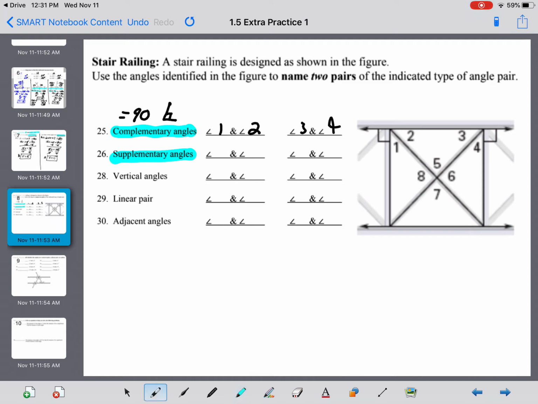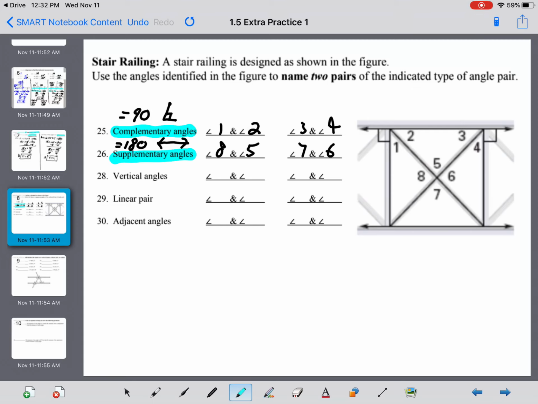Supplementary, remember, those equal 180, and they create straight lines. So I see a straight line right here going across. Now, you don't have to choose these answers, but that straight line could either be generated by angles 8 and 5 or 7 and 6, so I'm going to use those. You could also say, well, wait a second, we have a straight line going in the other direction, and those pairs are 8 and 7 and 5 and 6. Those would also be correct answers for supplementary.